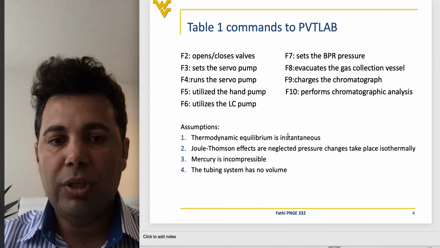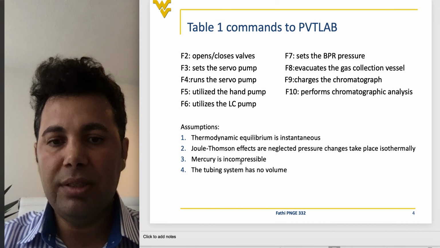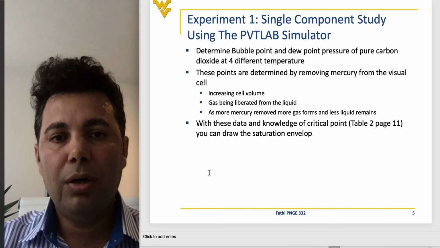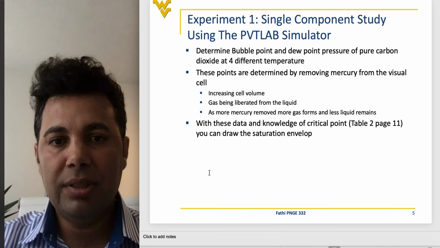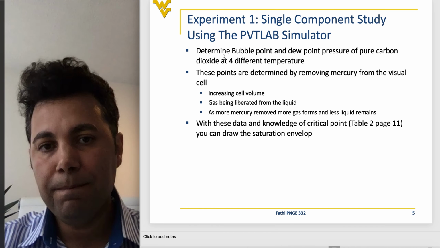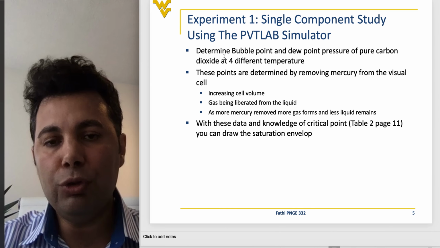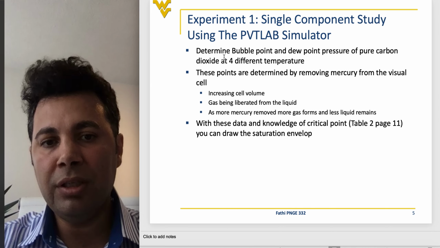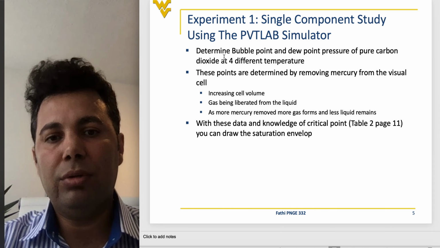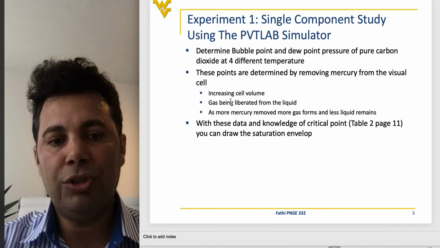Assumptions, as I said: the thermodynamic equilibrium is instantaneous. Just assume the Joule-Thomson effect is neglected, mercury is incompressible, and the tubing doesn't take any volume. So, as I said, the single component study would be the objective of this lab. We are going to measure the bubble point pressure and the dew point pressure of pure carbon dioxide, okay? So we usually do this at 4 different temperatures, but here we are just going to do it at one single temperature, okay?